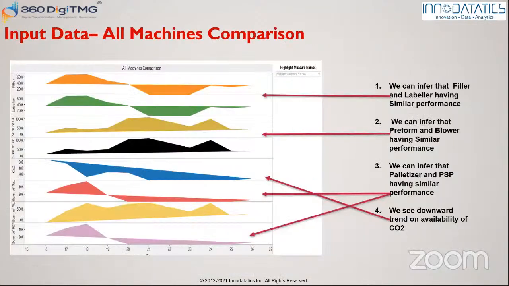Okay, this is the input data all machine comparison. What we are trying to showcase here is the monitoring of bottling performance in every machine. There are different machines the bottle has to go through, and the names of the stages or machines have been given here on the left axis: first the filler, labeler, blower, and then the CO2 part. On the x-axis we have taken the time, as we are tracking the performance of the machines against time.